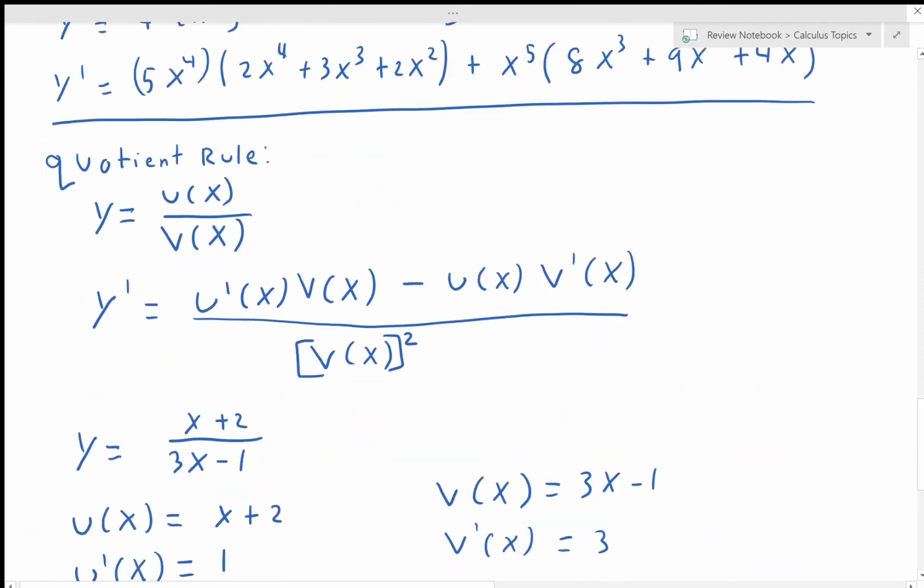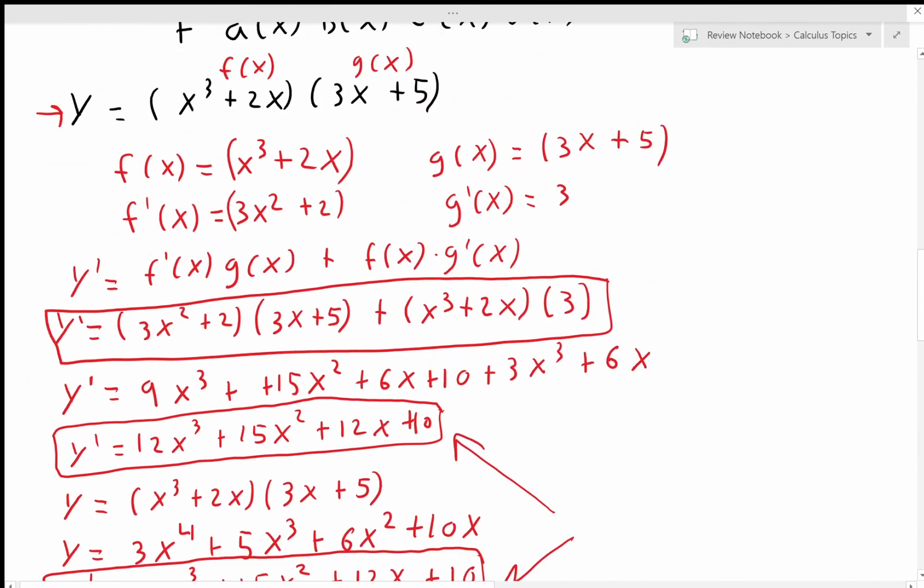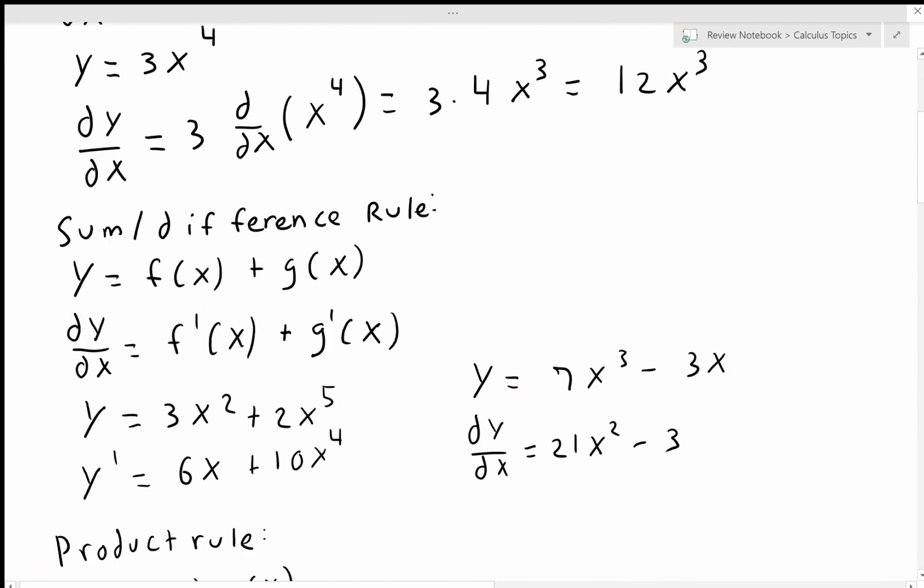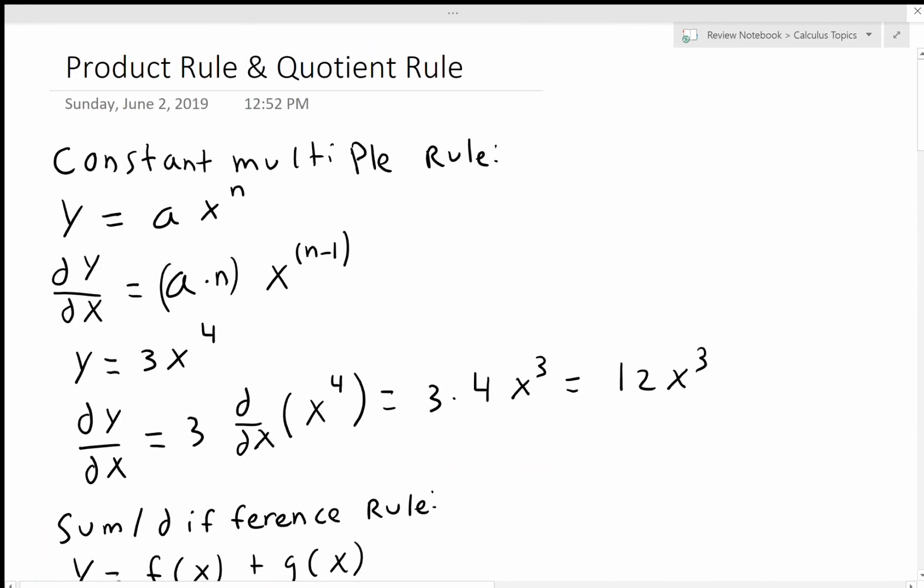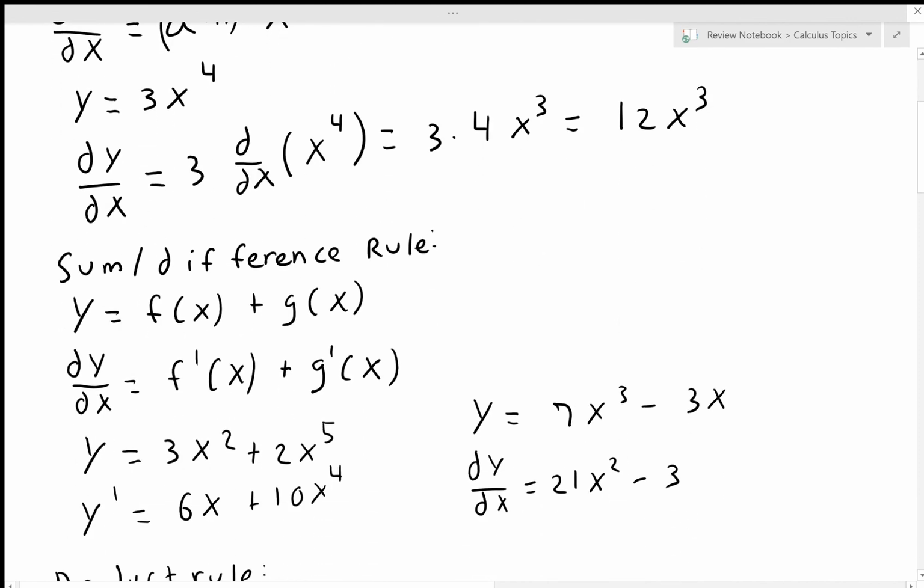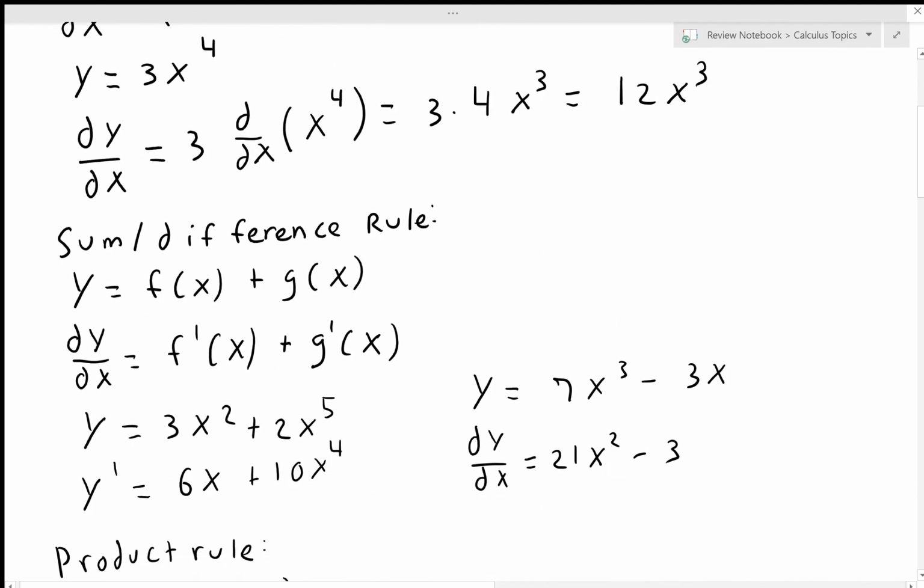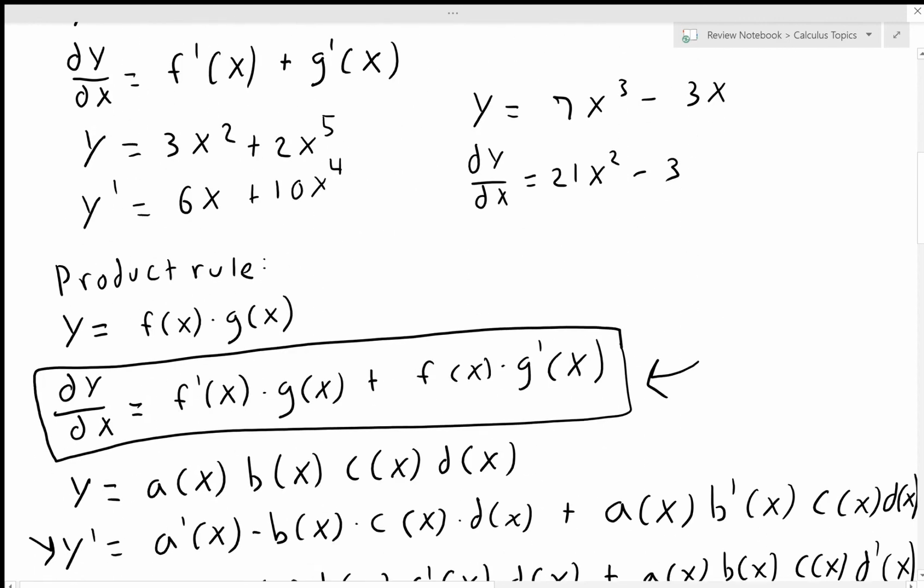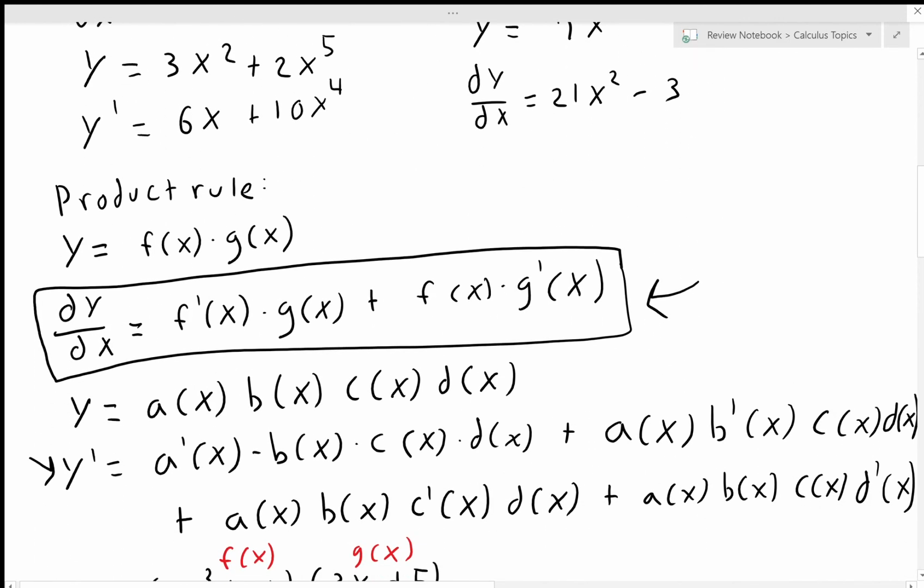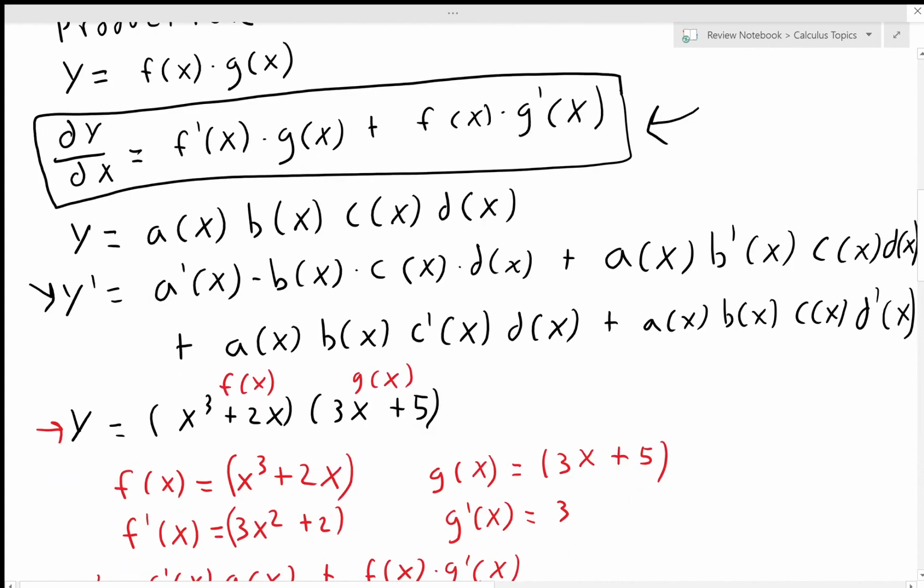We started off going over the constant multiple rule, just taking out the number in front and putting it back in. Then the sum and difference rule, so if we have two different functions, we can just derive each one separately. The product rule, when you have two or more, you could have 1, 2, 3, 4, whatever number, you just take the derivative of the first, multiply it by everything else, and then take the derivative of the second, multiply it by everything else, and keep adding those terms.